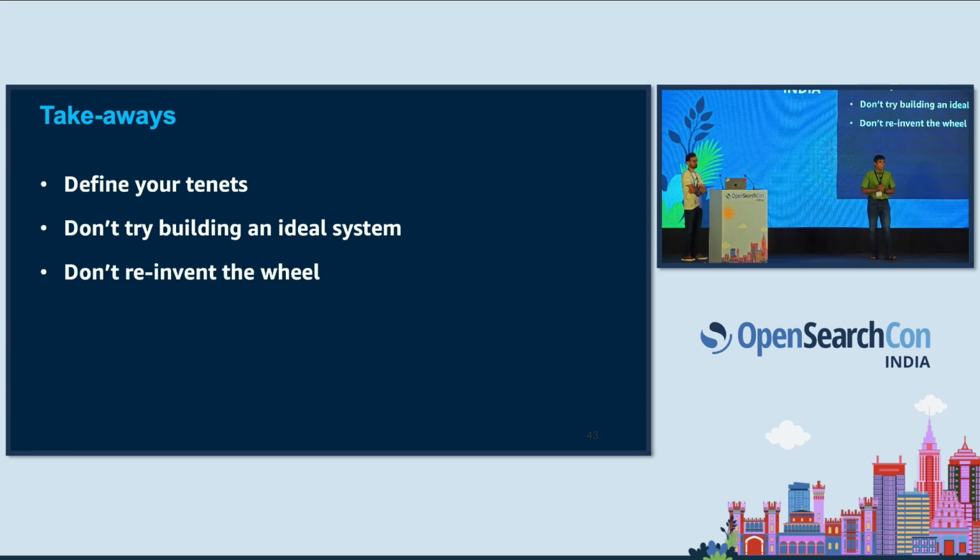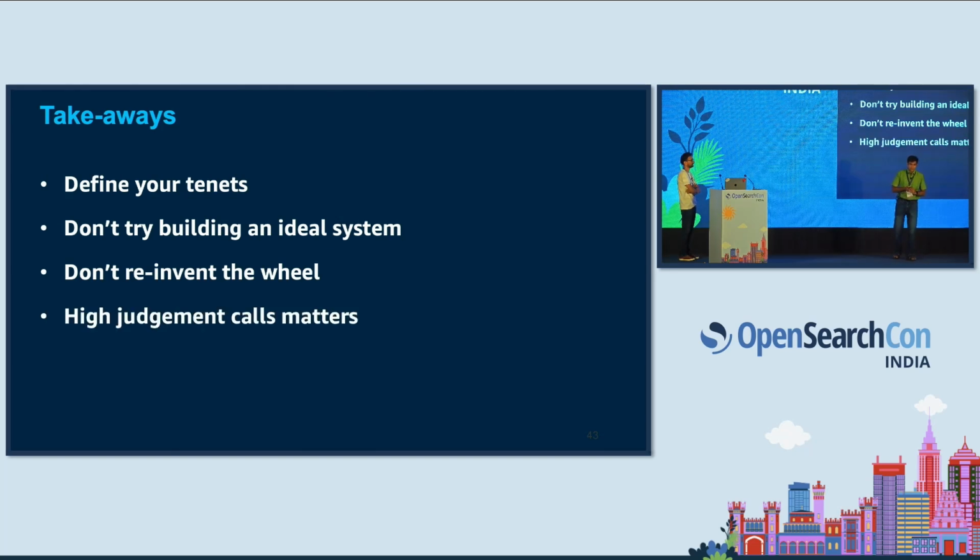Don't reinvent the wheel. So what we did with object store and all of the seams, right? We reuse the existing interfaces. Even in migration, we just use the existing recovery process, and we just created our own seeding process in the same recovery logic. We didn't have to rewrite it from scratch. High judgment calls matter, and definitely inventing to simplify things so that we can deliver value to our users.